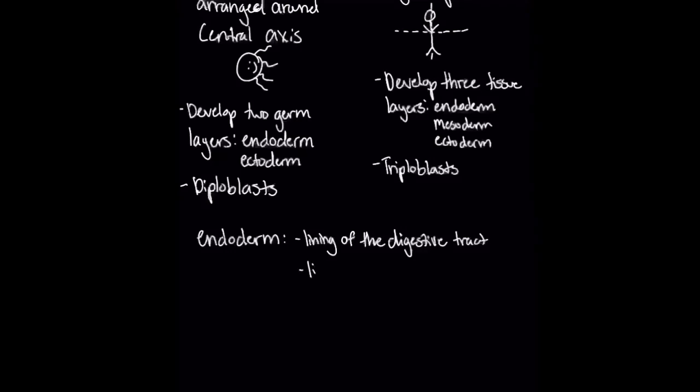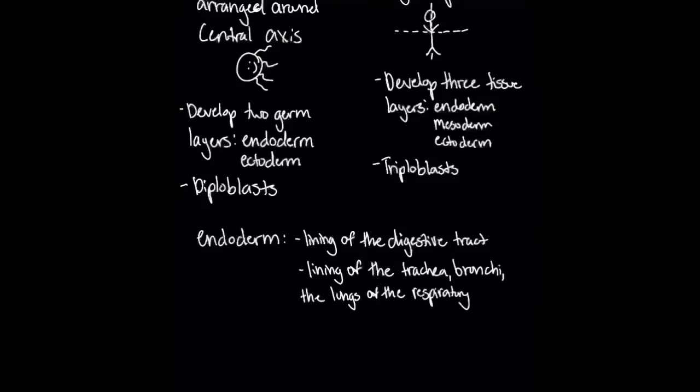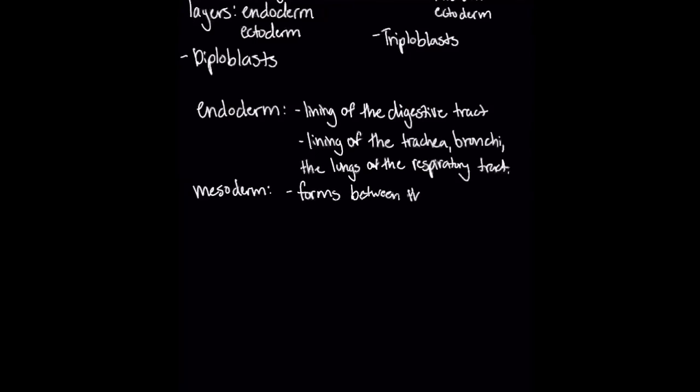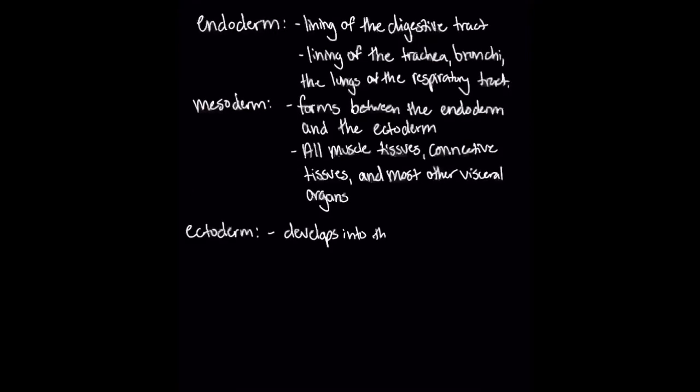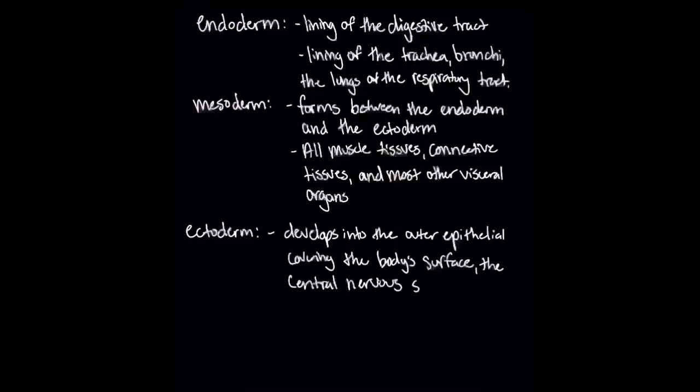The endoderm gives rise to the lining of the digestive tract and the lining of the trachea, bronchi, and the lungs of the respiratory tract. The mesoderm forms between the endoderm and the ectoderm in triploblasts. It gives rise to all muscle tissues, connective tissues, and most other visceral organs. The ectoderm develops into the outer epithelial covering the body's surface and the central nervous system.